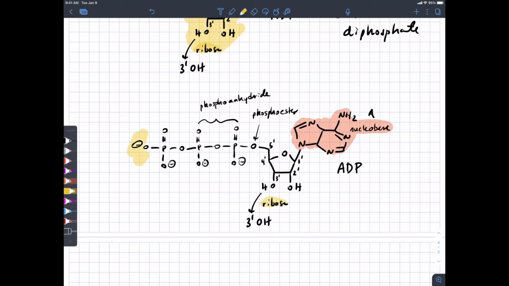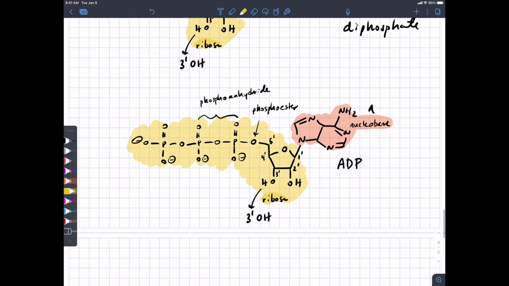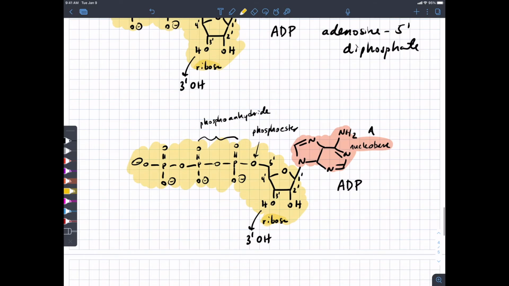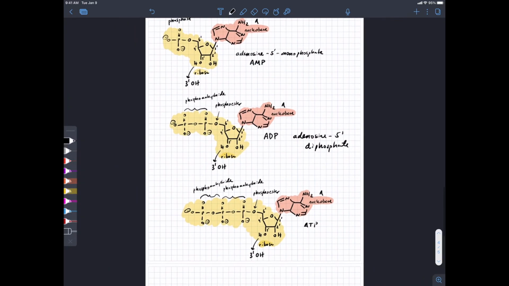All right. So once you got a phosphate on there, you call it a nucleotide. And then now here is ATP. All right. Question so far? Notice ATP has 2 phosphoanhydrides, whereas ADP has 1 and AMP has none.